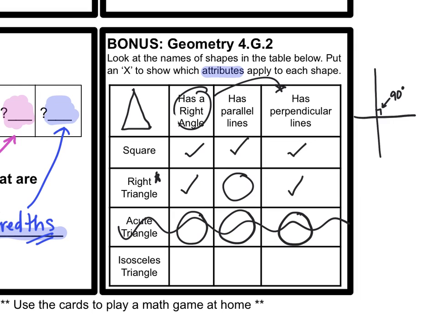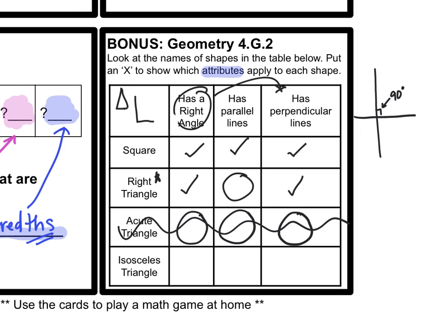And last but not least, we have an isosceles triangle. Now, isosceles is referring to the sides, but it's not referring to angles. So you can draw an isosceles triangle a couple of different ways. Isosceles means that two sides are the same and one side is different. So I can draw an isosceles triangle like this, where I have two that are the same size and one that's slightly smaller. I can also make an isosceles triangle like a right angle.